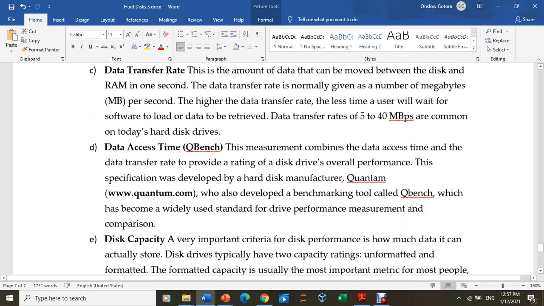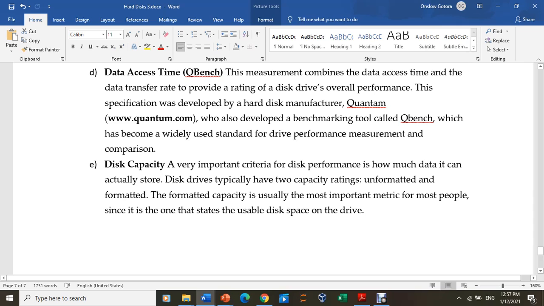Then there is also what you call disk capacity. This is a measurement criterion of how much data the hard drive can store. It's measured in gigabytes, and there are two ratings for disk capacity: the formatted and the unformatted. For example, if you have a flash disk with 4 GB written on it and you plug it into your computer, the capacity shows as 3 point something. It's not exactly 4 or 8 gigabytes. The formatted is the one we see on the computer, and the unformatted is the one written on the label.